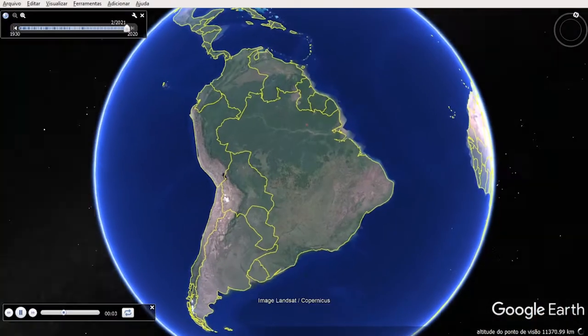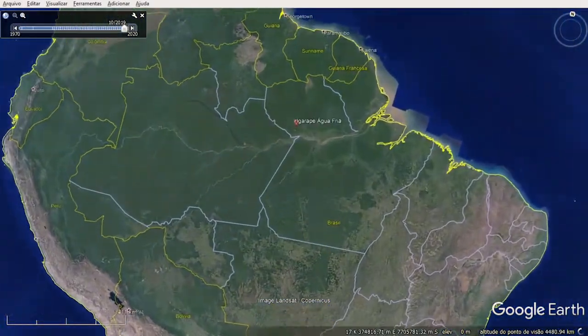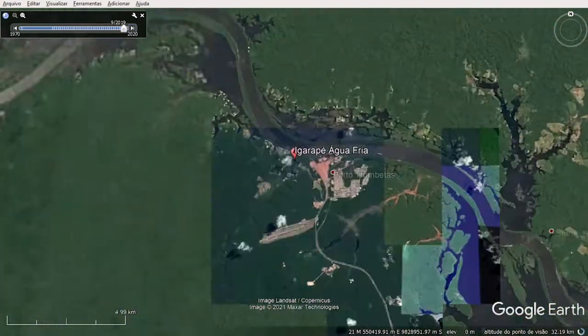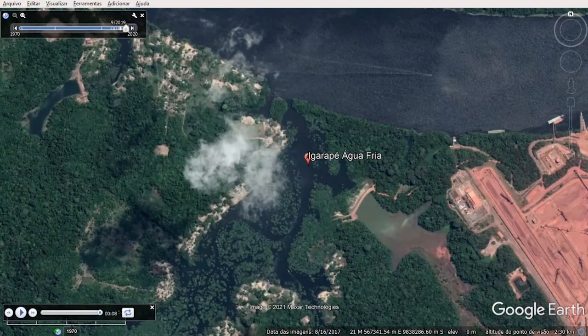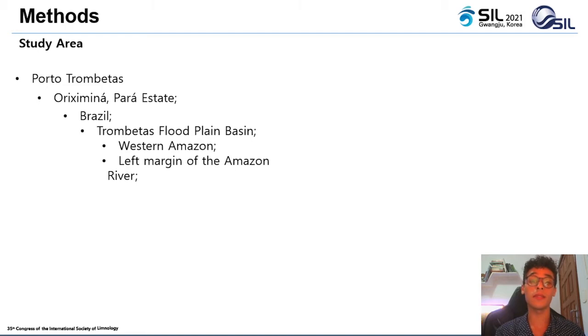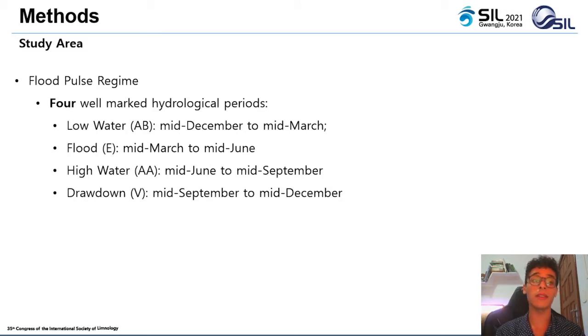The study area is located in Porto Trombetas, a locality close to mining activities in the municipality of Oriximiná, Pará state in Brazil. It is located in the Trombetas floodplain basin in western Amazon, on the left margin of the Amazon River. The area is under the influence of the flood pulse regime, where four well-marked hydrological periods are observed. They are the low water from mid-December to mid-March, flood from mid-March to mid-June, high water from mid-June to mid-September, and drawdown from mid-September to mid-December.